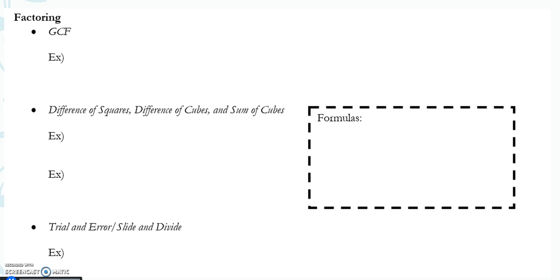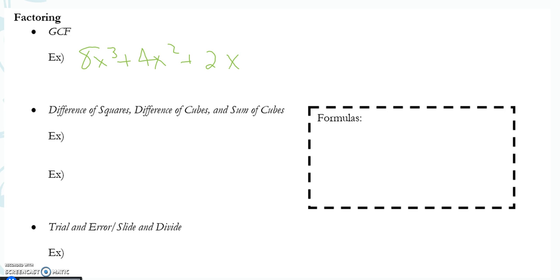So then we're going to move on to factoring. So the first is GCF. So for example, if I have 8x cubed plus 4x squared plus 2x, I can take the GCF out first. This is the first step of all of your factoring problems, is to always check for GCF.